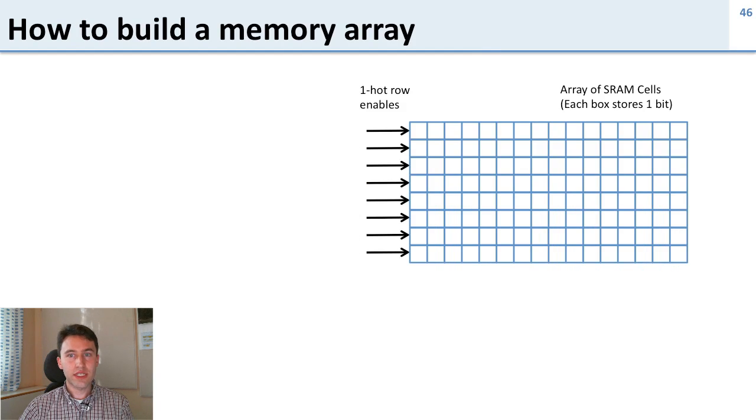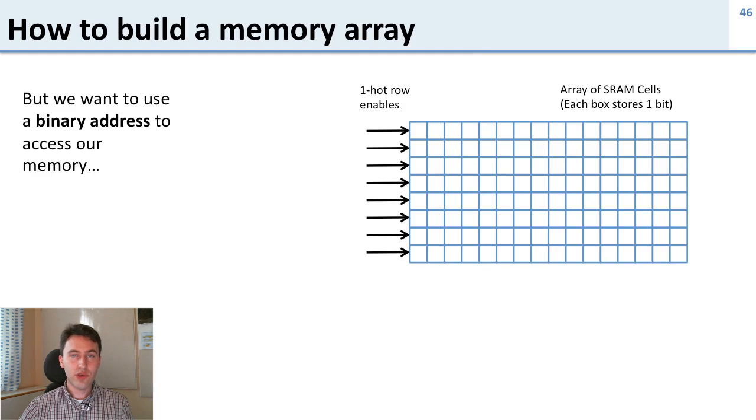So how do we build this into something we can actually use? In particular, we want to use a binary address to access our memory. Remember, when we're doing MIPS programming, our addresses are binary. They're not one-hot addresses. And we also want our data back in bytes. I don't want 16 bits at a time, I want 8 bits at a time. So let's see how we can use those encoders and decoders and muxes and demuxes to make this work.